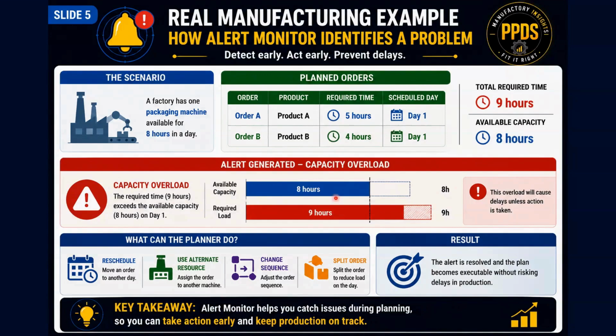Now the planner can reschedule the order. In one of these orders, the planner can reschedule, or the planner can use alternative resources, or change the sequence, or split the order. This is the corrective action the planner needs to take.